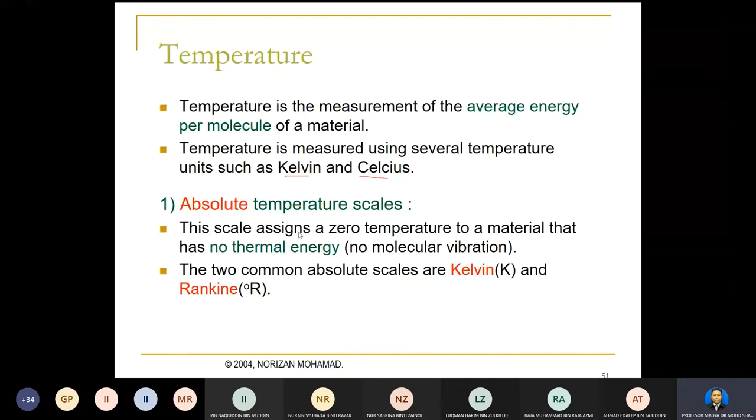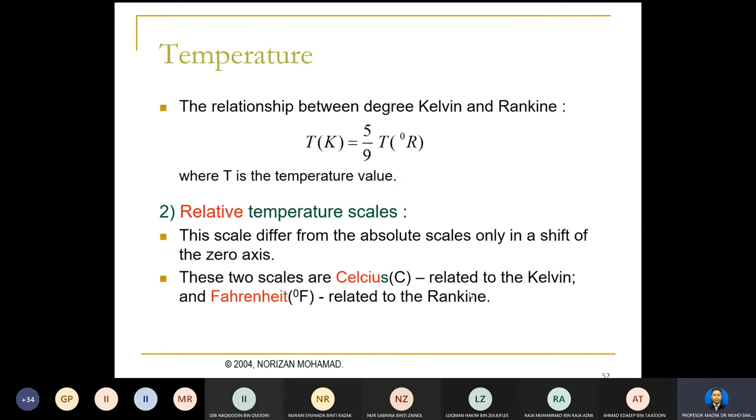Okay, there are two common absolute scales that we call the Kelvin and Rankine. For absolute temperature we have two common units that we use. This is Kelvin and Rankine.